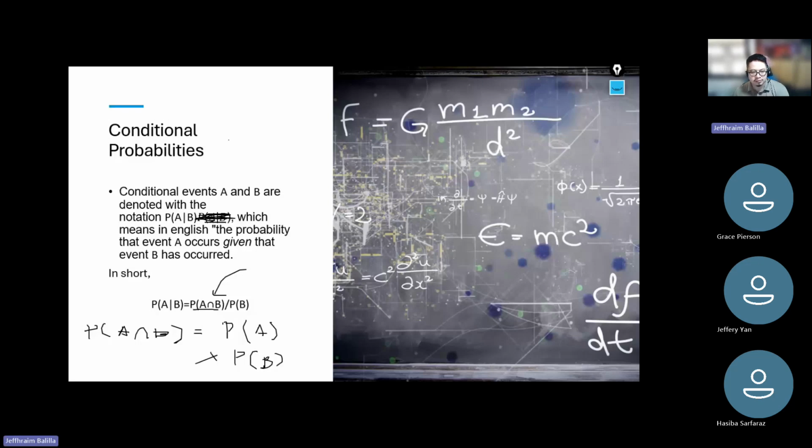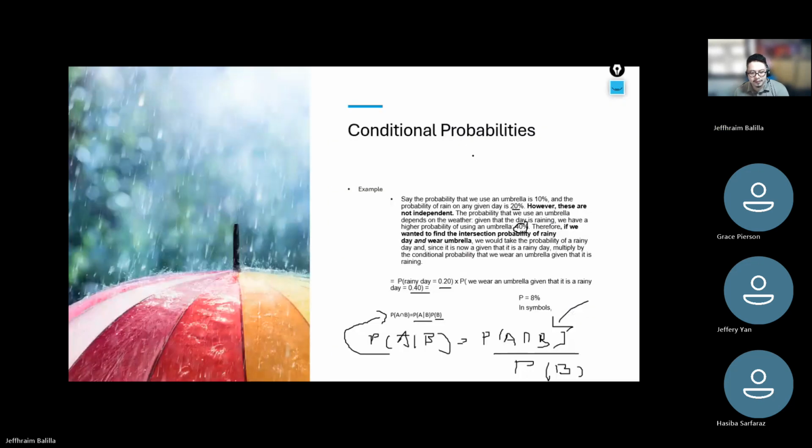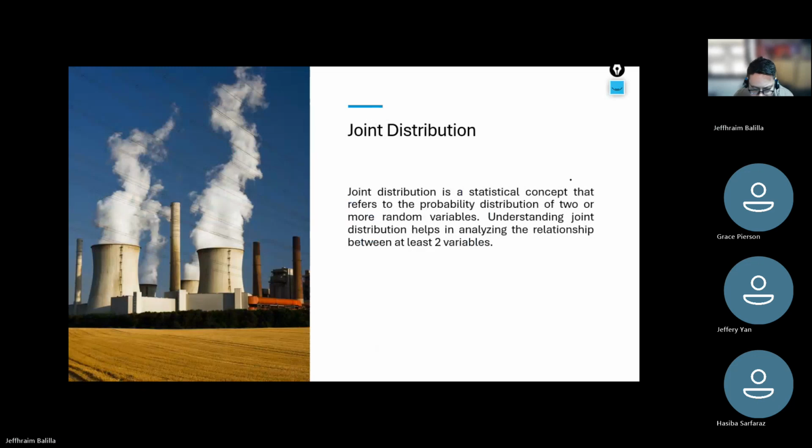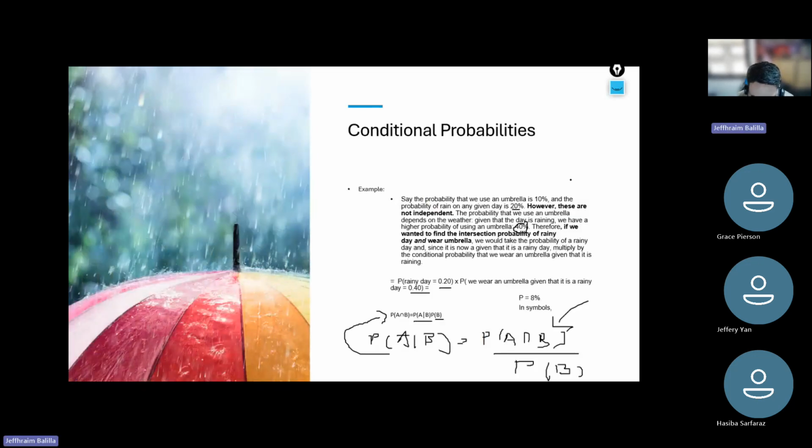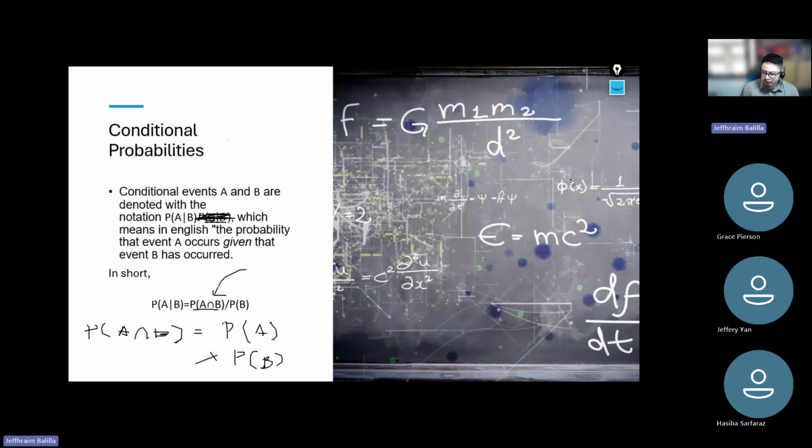And I think that there's further discussion here. Yeah, this is the discussion about the probability of a rainy day and wearing an umbrella. Yeah, let me see. Is it that? If we want to find the intersection probability, I don't know. This is a reverse thing, because what is given to us is the probability of A given B. So from this formula, you just have to do transposition.